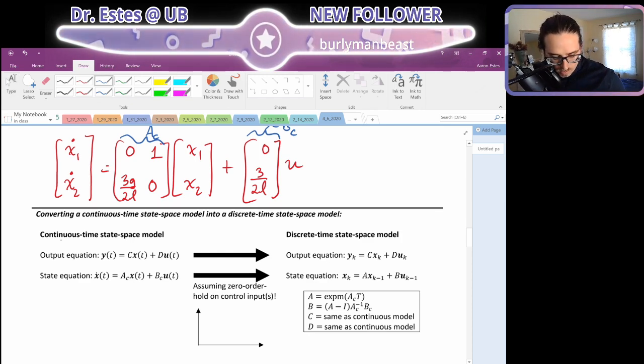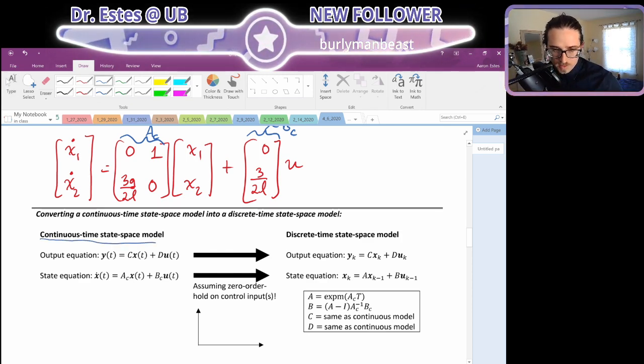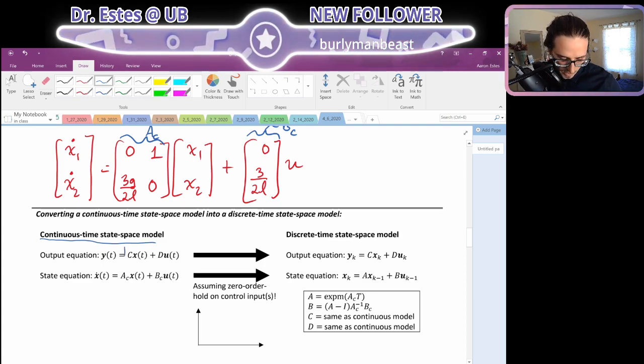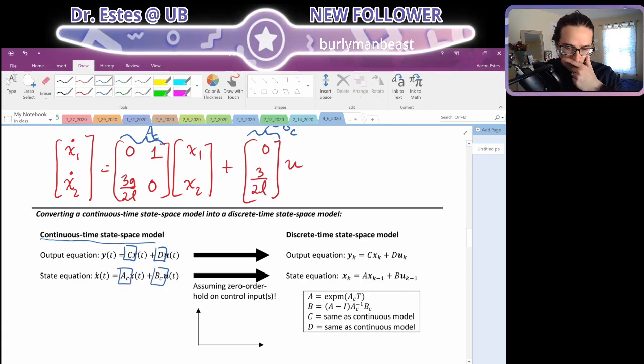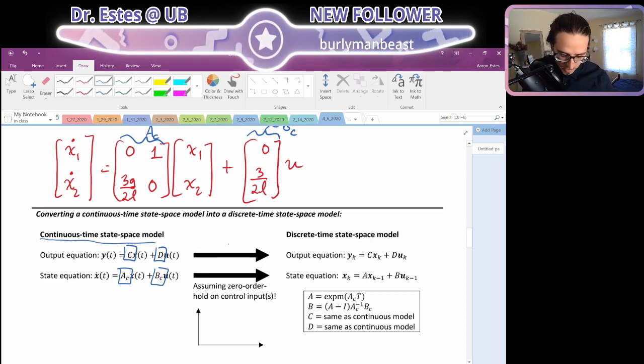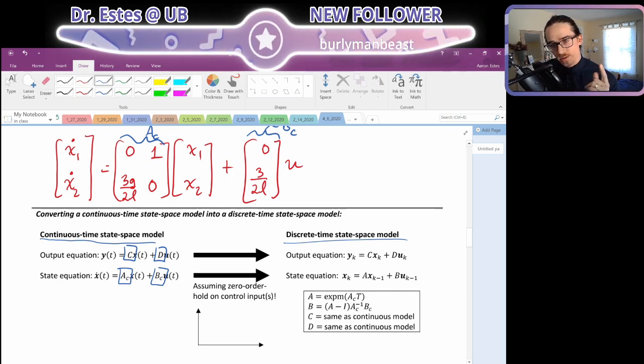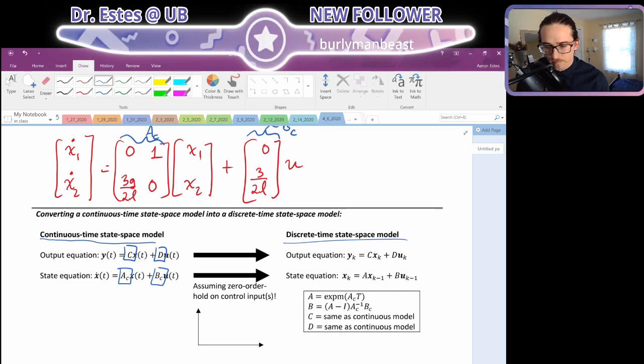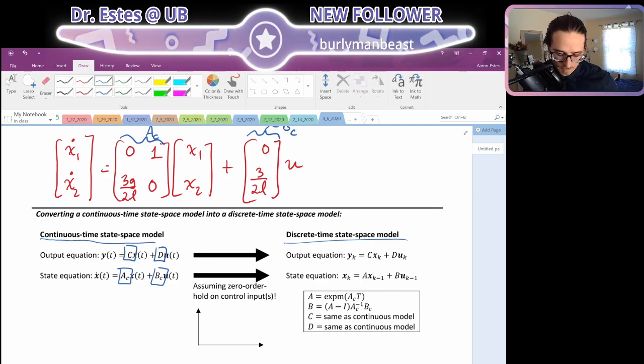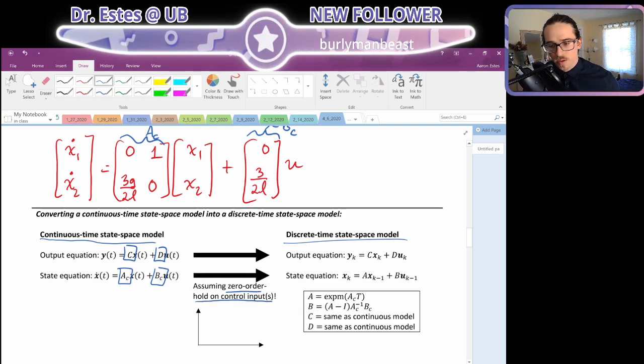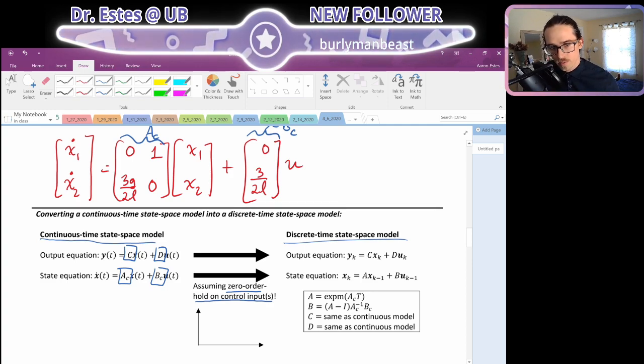So now you have a continuous time state space model. That means you have this C matrix, you have this D matrix, you have A continuous, you have B continuous. We got those right above. I want to convert this into a discrete time state space model. Now there's a couple assumptions that we make. And the important one is zero order hold on the control input. Let me explain what that is.